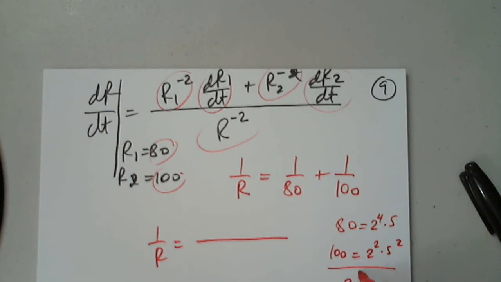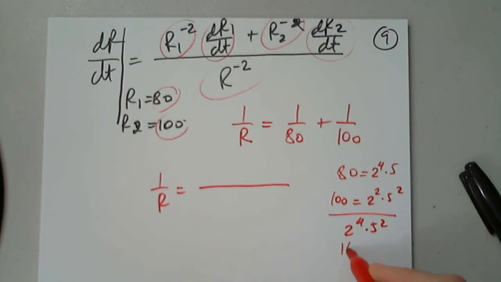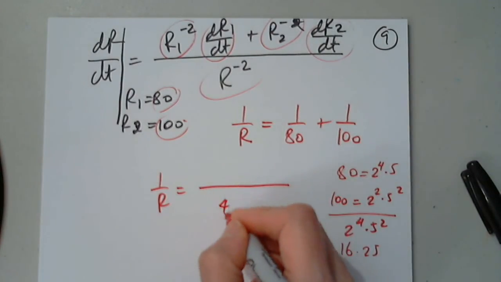And I need 2 to the 4th times 5 squared. So this is 16 times 25. What is 16 times 25? Lazy people, use a calculator. It's 400. Okay, thank you very much. Okay, so it's 400.